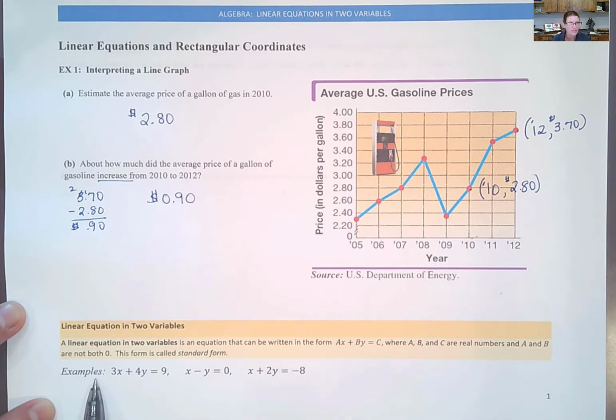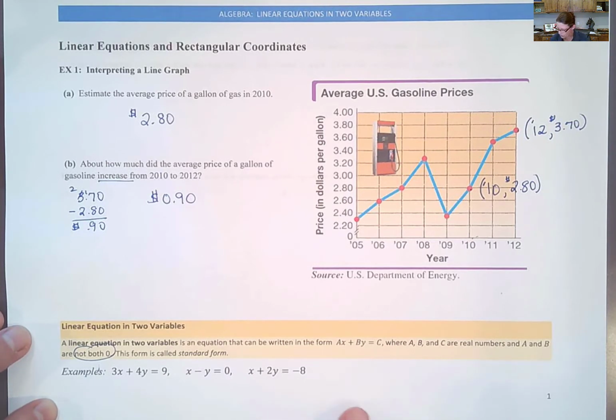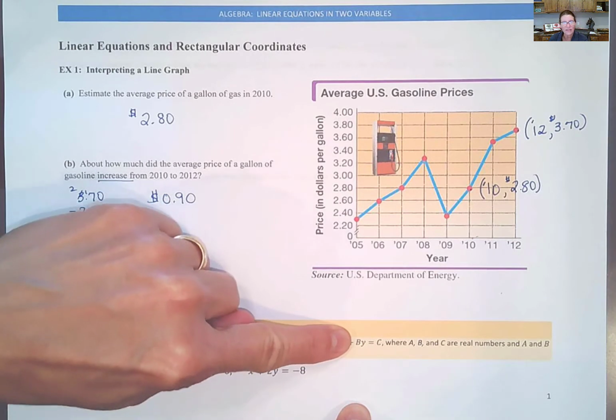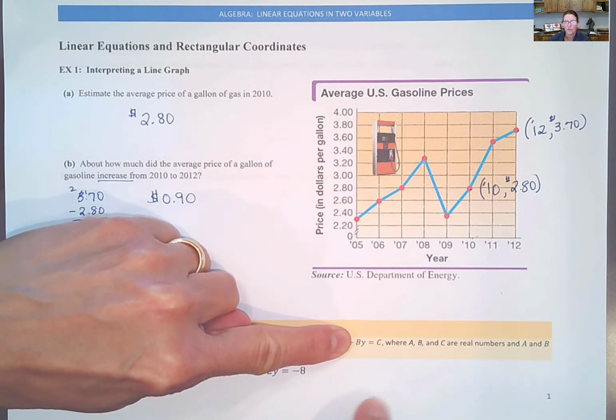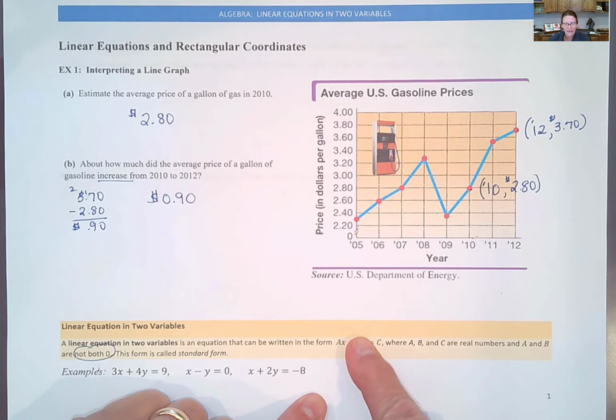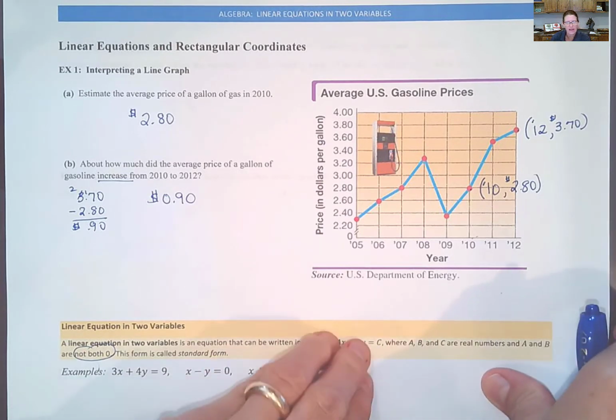So some examples of standard form of linear equations in two variables are 3x plus 4y equals 9, x minus y equals 0, x plus 2y equals negative 8. Now let me back up and just point out this little restriction in our linear equation. Your coefficients of x and y can't both be 0 at the same time. Well, one of those coefficients could be 0, in which case we can have linear equations with only the y variable or only the x variable, and we'll see some of that later on.